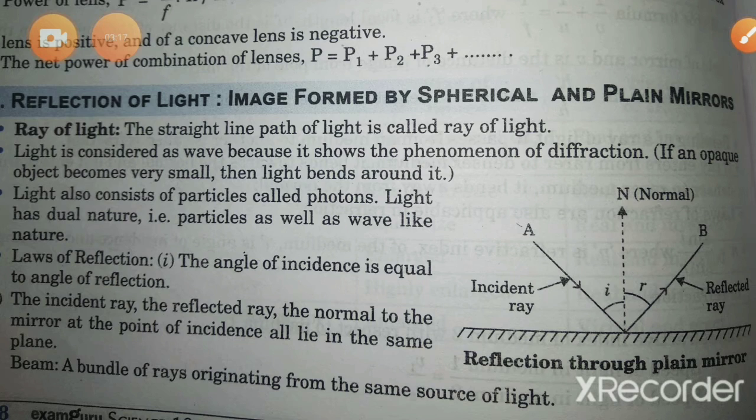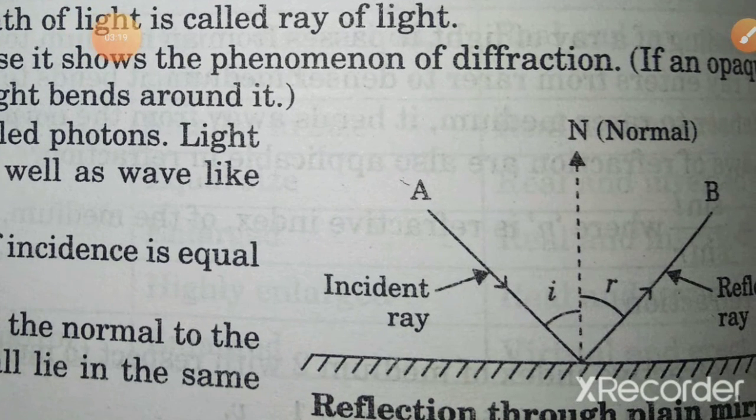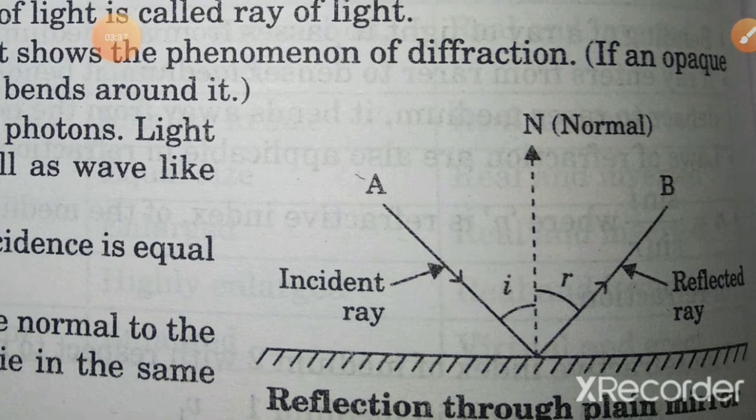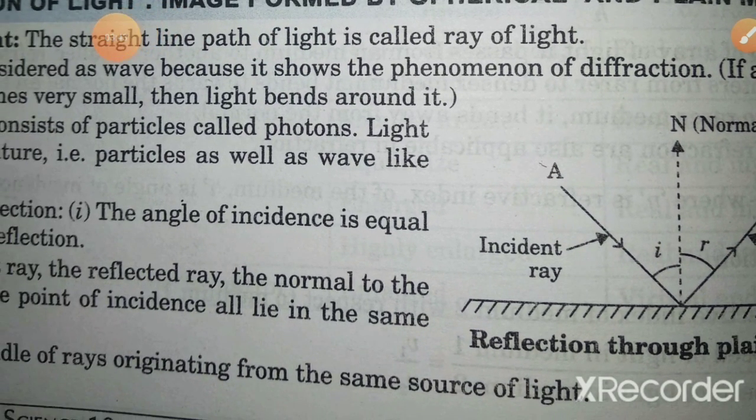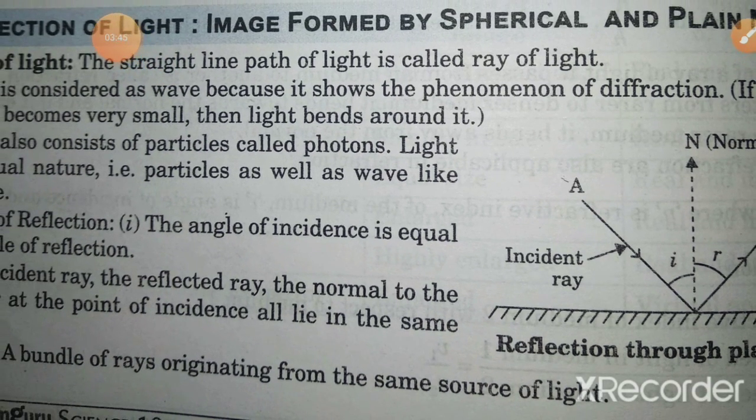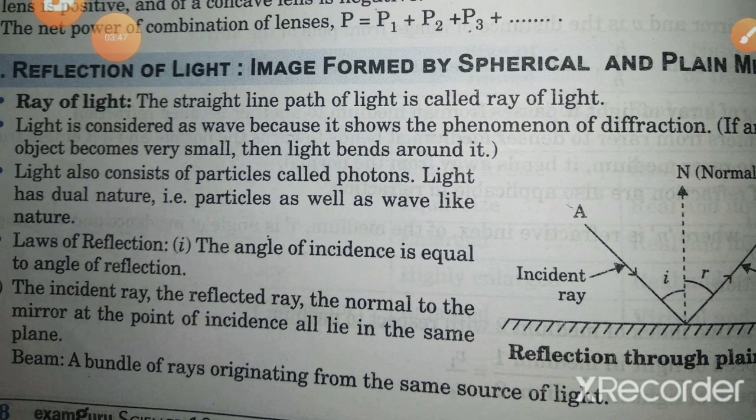Now in this case you can see that small letter i is representing angle i. Angle i means the incident angle, and this angle is formed between the normal and the incident ray. So the angle between the normal and the incident ray is known as the angle of incidence, while the angle made between the reflected ray and the normal is known as the angle of reflection. So when angle i is equal to angle r, this is the first law of reflection.